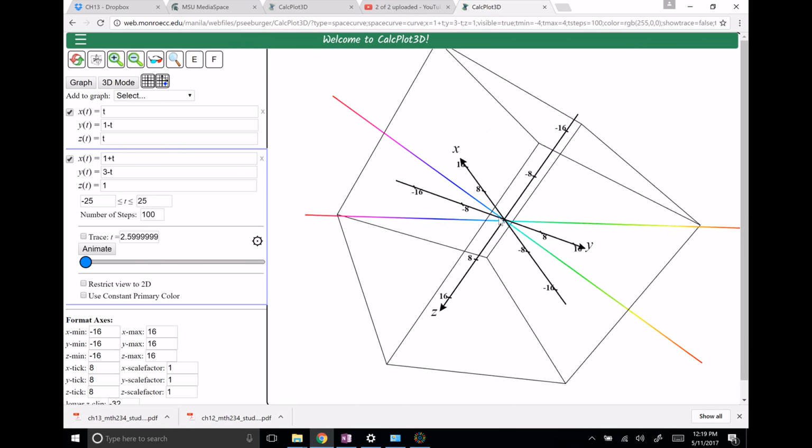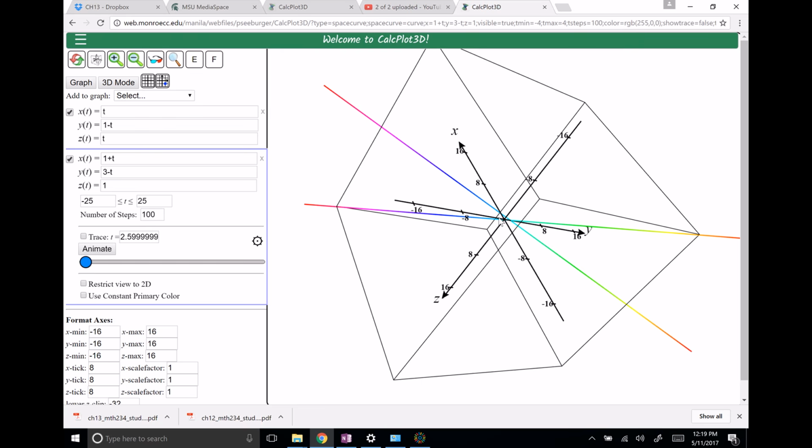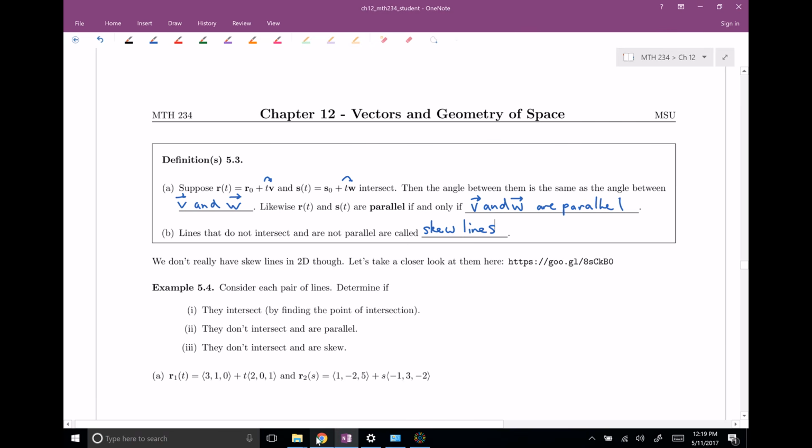So they're not parallel. They don't seem to be heading in the same direction, but they don't intersect. So there's some new thing, and that new thing is called skew lines. That is what a skew line is. That's the final terminology that I want to talk about here.